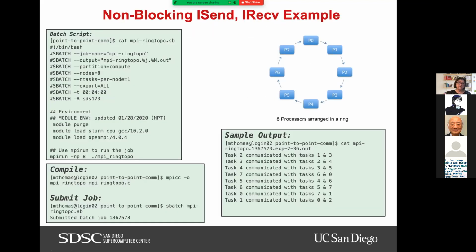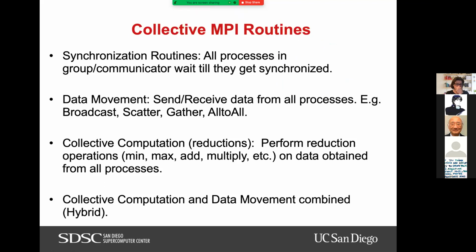So, collective routines. Right now we had just one point-to-point communication between a small group of processors sending data. But when we did the all reduce, that was a reduction operation, and that's what we call a collective routine, where all the nodes, all the processes, or most of them, are involved in the communication at some level. And so you want all the processes in a group or communicator to wait till they get synchronized.